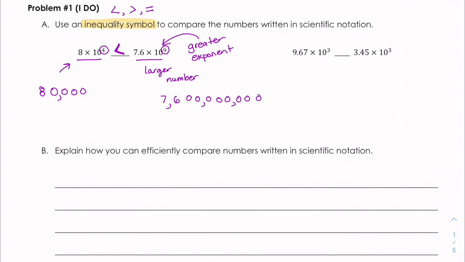Let's look on the right. Now on the right, these two numbers are being compared, 9.67 times 10 to the 3rd and 3.45 times 10 to the 3rd. If I compare their exponents, they have the same exponent. Same exponent means I must now compare the coefficient. And the one with the larger coefficient is the larger number. So this number here has a larger coefficient, so it is the larger number.